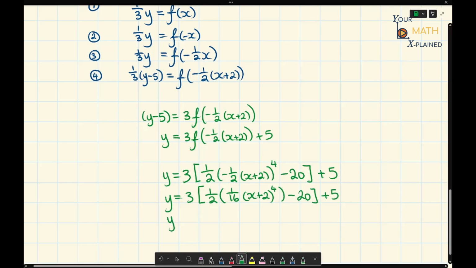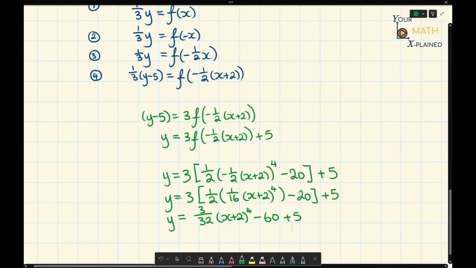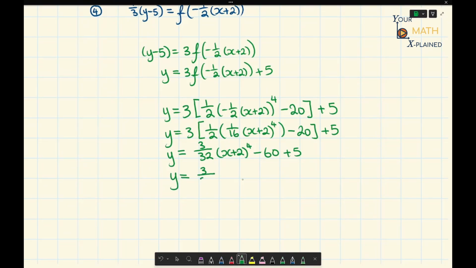Okay, and then we're going to distribute the 3. So that's going to give us 3/32 times x plus 2 to the power of 4 minus 60 plus 5. Okay, and then the final step, that's going to be y is equal to 3/32 times x plus 2 to the power of 4 minus 55. So this here is going to be the equation of the transformed function.